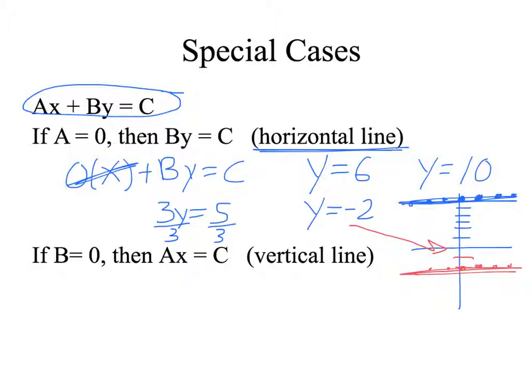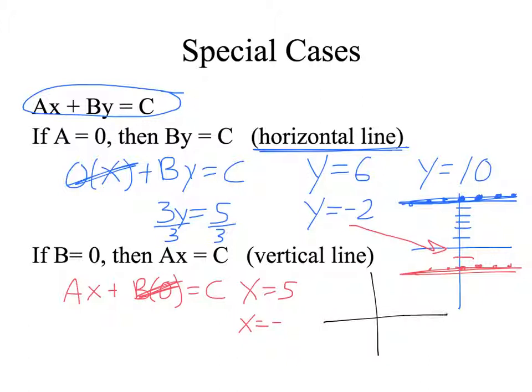The opposite, if b equals 0, so I have ax plus b times 0 equals c. This is going to cancel out, and I have ax equals c. Again, they're just going to give it to you like this: x equals 5, x equals -1. Now those are going to be vertical lines, because if I go over here on the x-axis to 5, it says x is always 5. Even if I move up, the x value is 5. If I move down, the x value is 5. Like if you were to make an xy table, x is always 5. So 5, 5, 5. Pick whatever y values you want. x is always 5. So it's going to be straight up and down on x equals 5.